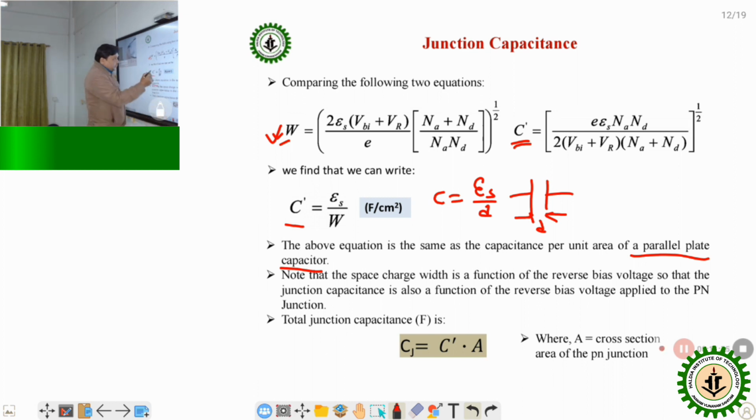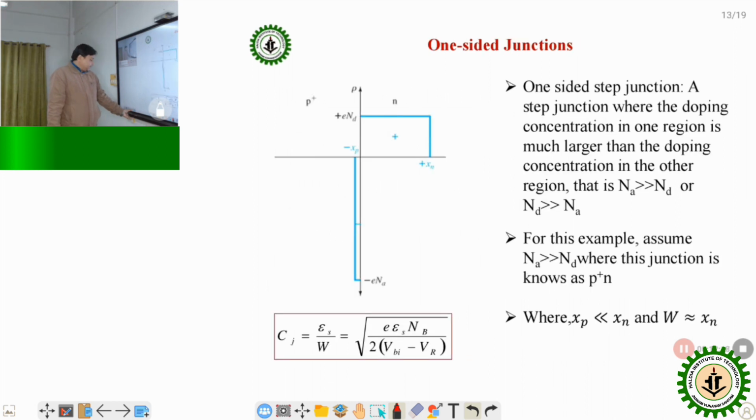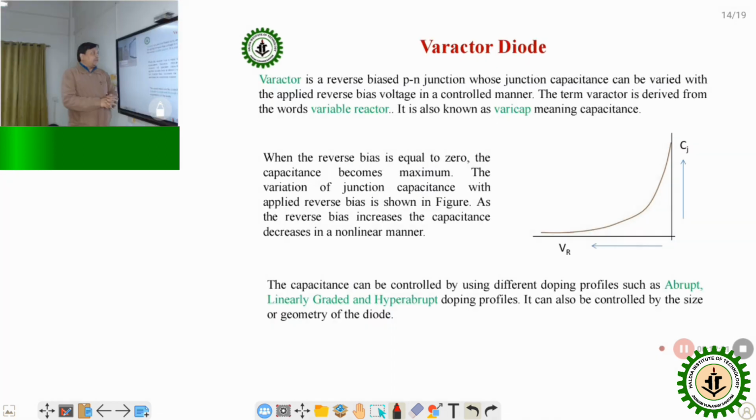Finally, this capacitance is called the junction capacitance, which is denoted by Cj is equal to C bar dot A, where A is the cross-sectional area of the PN junction. So here we find the capacitance value of the junction when we apply the reverse bias voltage. Now on this concept, we can say the varactor diode is a reverse bias PN junction whose junction capacitance can be varied with the applied reverse bias voltage in a controlled manner. The term varactor is derived from the words variable reactor. It is also known as varicap, meaning variable capacitance.